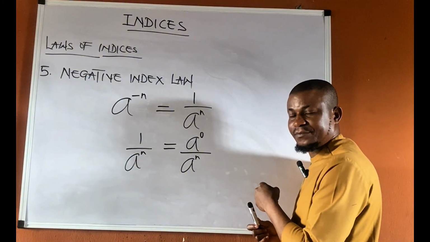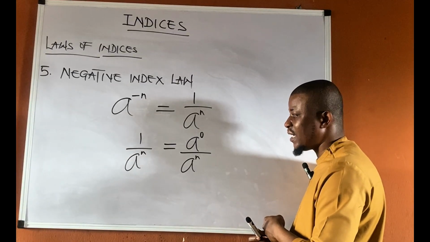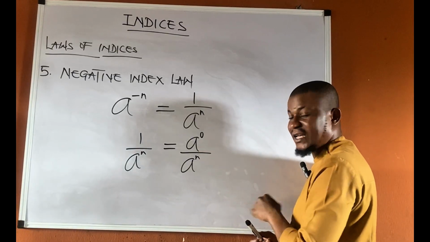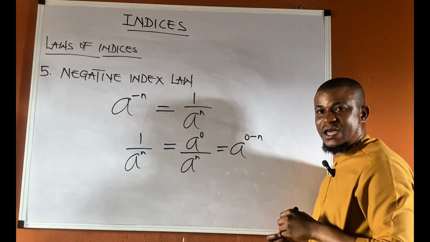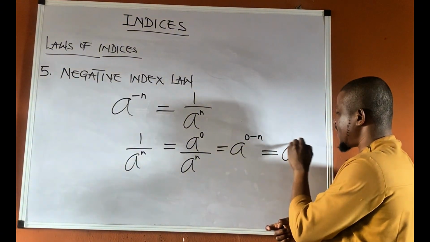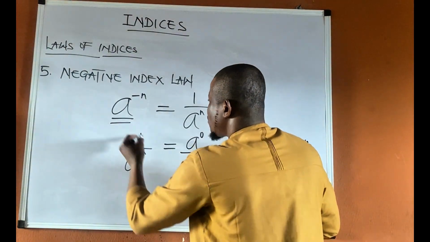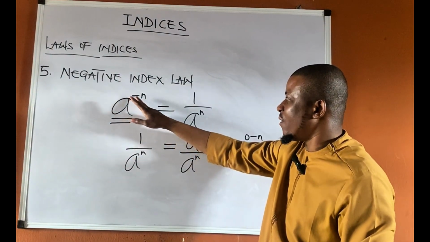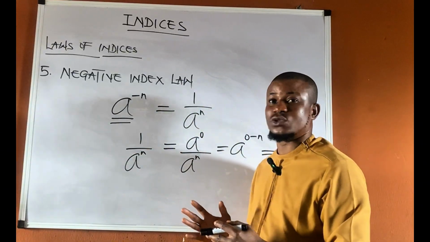Now, the law of indices here is the division law of indices, because we have seen the division of two index numbers. The division law says that if we have the same base and the index numbers are being divided, we take one of the base and subtract the powers, 0 minus n. If we subtract this power here, this will be a to the power of 0 minus n, which is a negative n, and this is the same as this. So we've been able to transform this to this. So definitely, when you have a to the power of negative n, it is equal to 1 over a to the power n. This law holds.